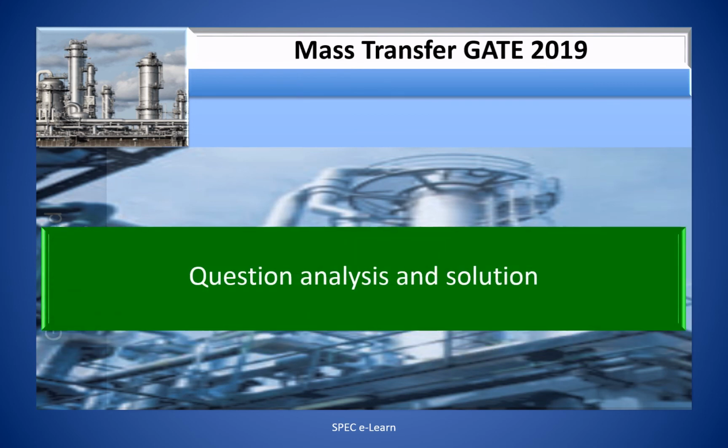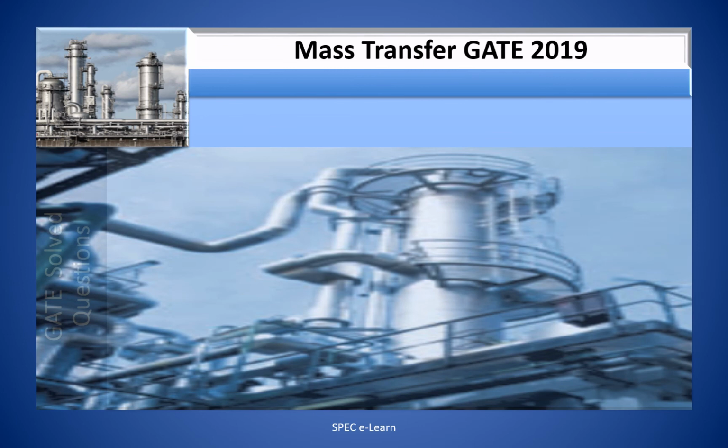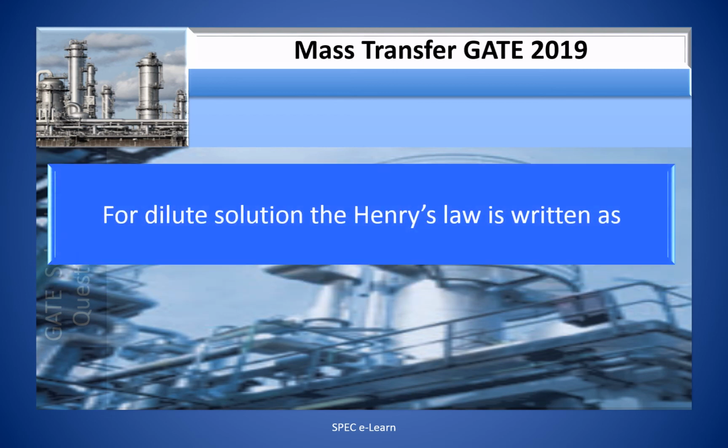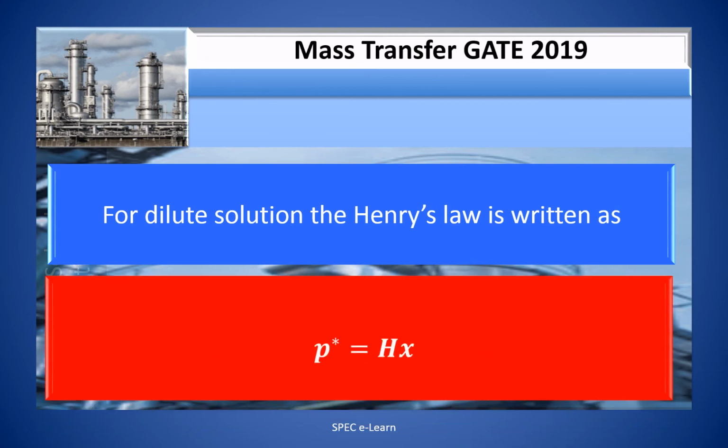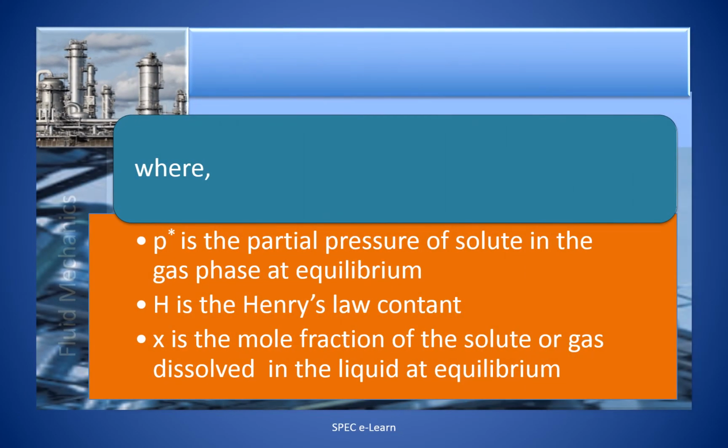Question analysis and solution. This is a straightforward question of application of Henry's law for dilute solution. For dilute solution, Henry's law is written as P star equals H times X, where P star is the partial pressure of solute in the gas phase at equilibrium, H is the Henry's law constant, and X is the mole fraction of the solute or gas dissolved in the liquid at equilibrium.